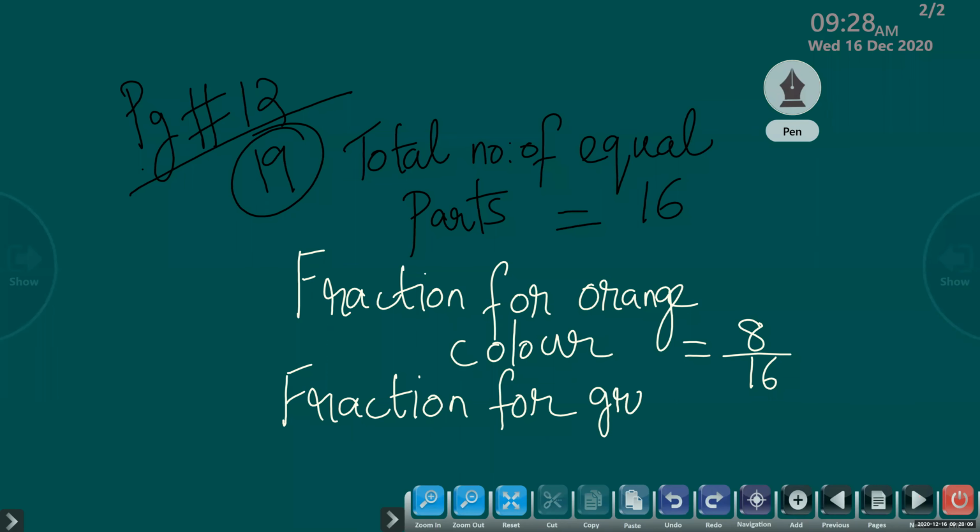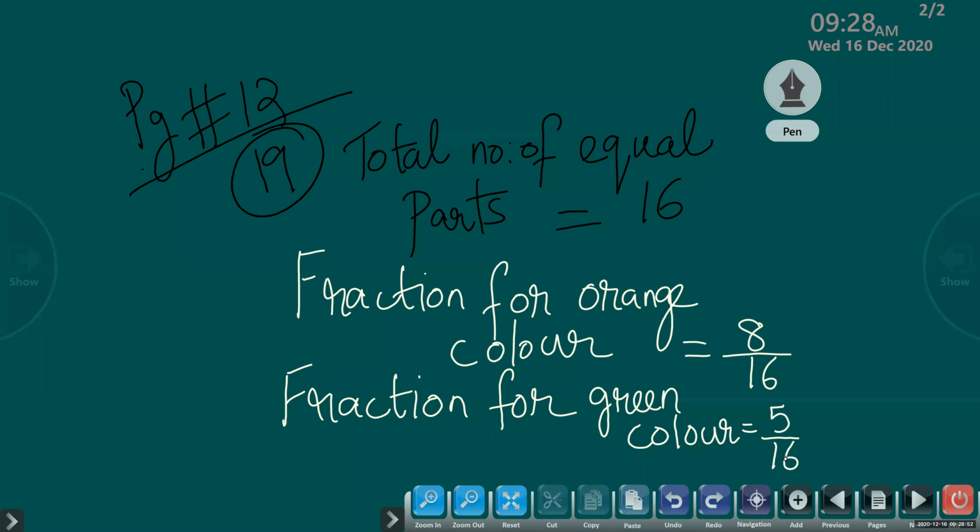Fraction for green color, 5 by 16. Okay, Tonio, tell me pink color how many? Ma'am. So we have written orange and green. So one more color is there. Which is that color? Dark pink. Okay. So tell me which is the fraction for pink color? How many pink color is there? 3 by 16. Very good. So children, you can write the next step.